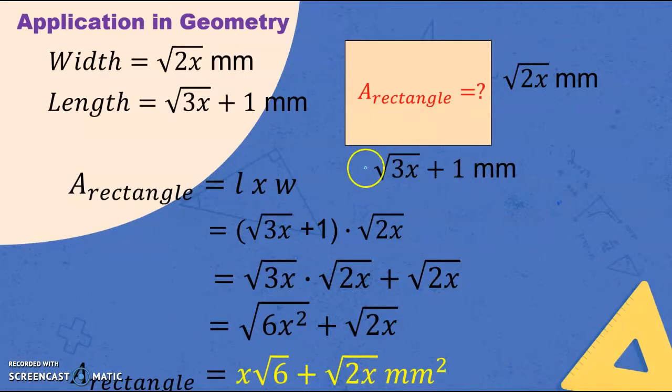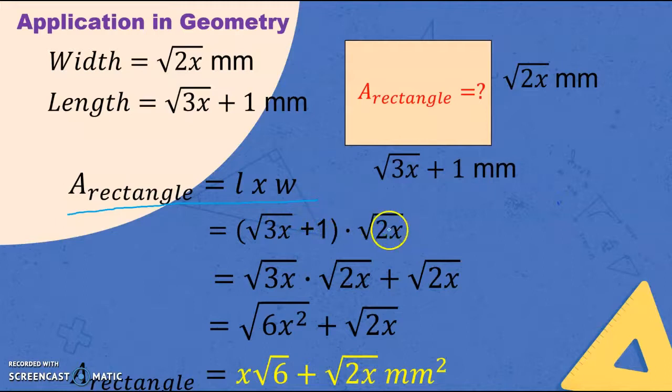Another one is a problem. I did not add animation, but that's okay. So, given a rectangular shape, you are asked to solve for its area. These are the givens. Its width is square root of 2x millimeter. Its length is square root of 3x plus 1 millimeter. If you may recall, this is the area of a rectangle, diba? The formula for the area of a rectangle. So which case can we apply? This is a monomial and a polynomial, diba? So multiply them.